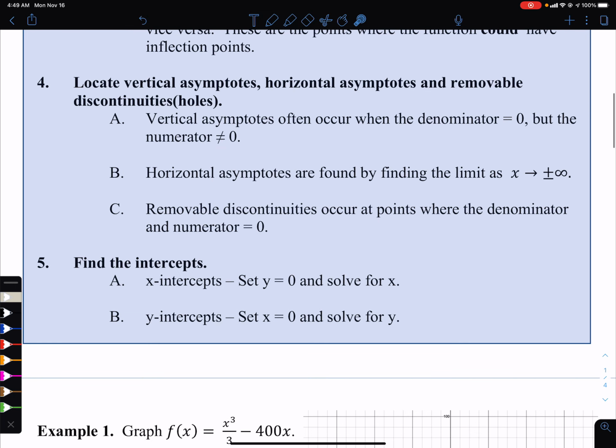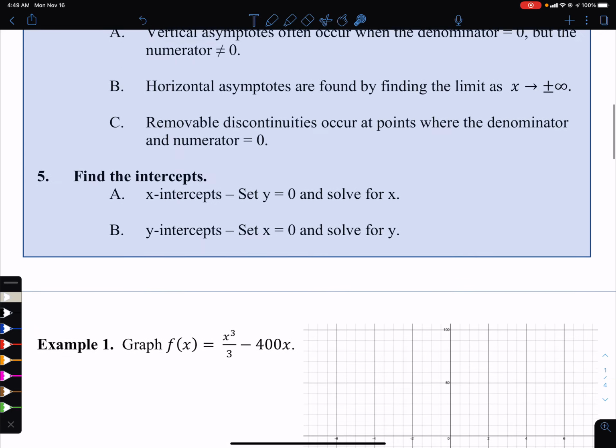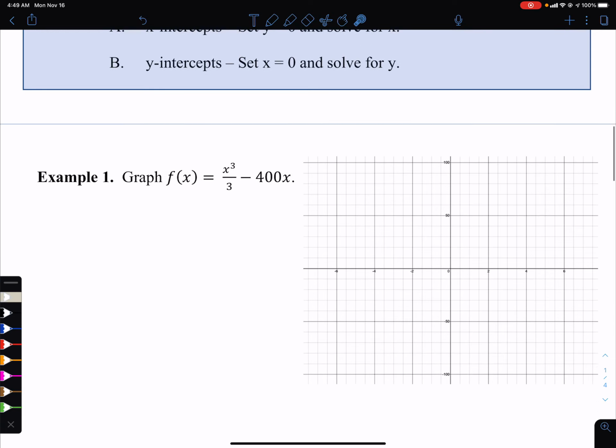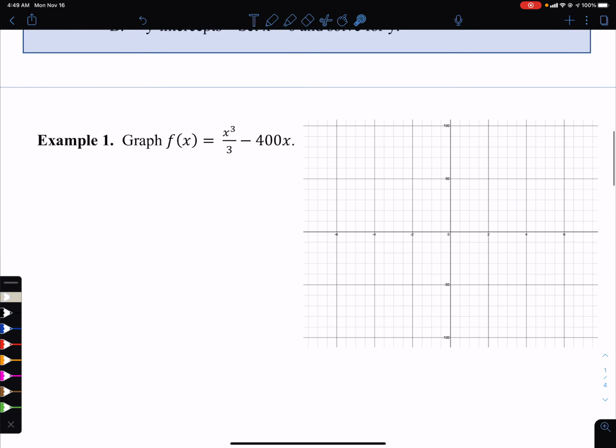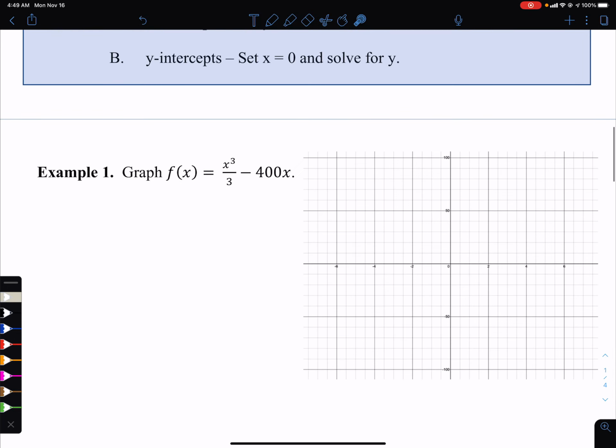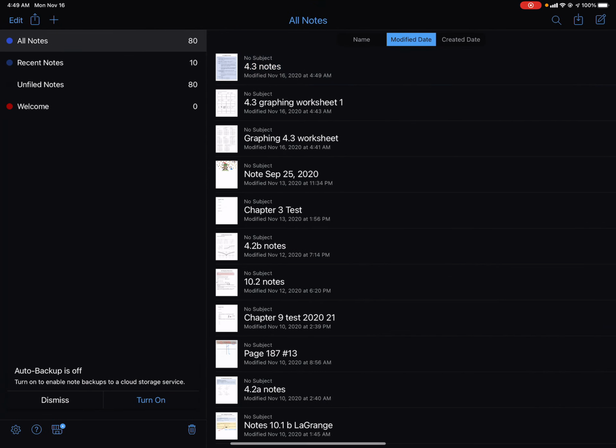And then the next thing, vertical and horizontal asymptotes and removable discontinuities. So we learned that in chapter 2. And x and y intercepts, you learned that in Algebra 2, possibly Algebra, and again in pre-calculus. So to do this problem, we're just going to do 3 example graphs, but actually I want to do a different thing for you to show you how we put all this together.